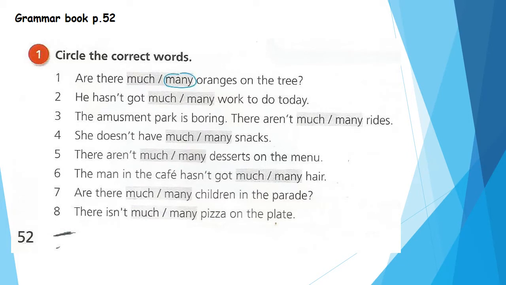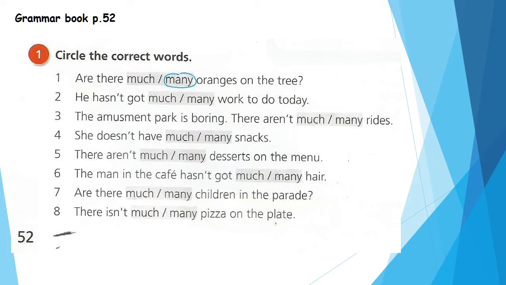Grammar book page 52. Circle the correct words. Number 1 is already answered. Are there much or many oranges on the tree? Okay, here oranges is countable or uncountable? Yes, it is countable, so we'll choose many. Number 2, he hasn't got much or many work to do today. Work is uncountable, we can't count work, so we'll choose what?